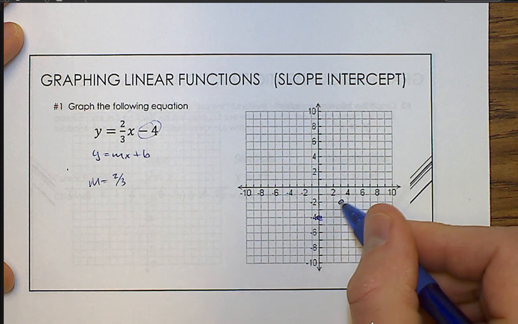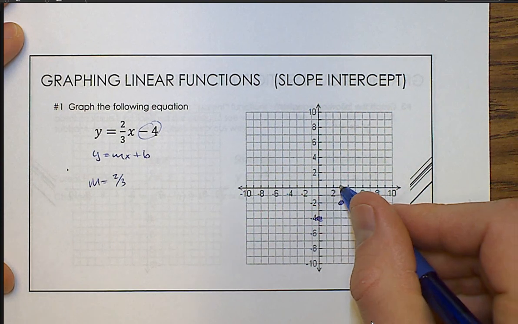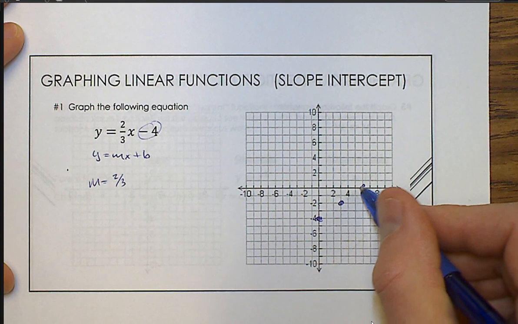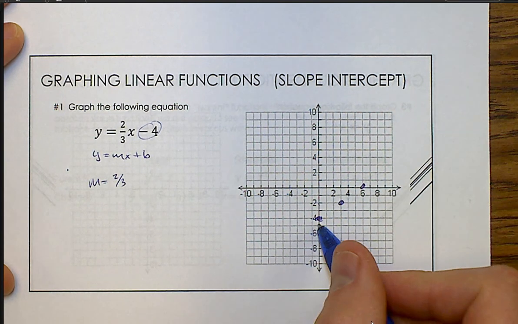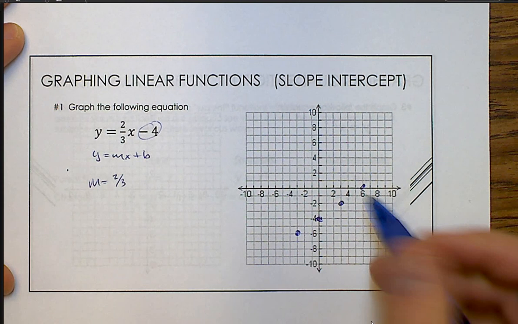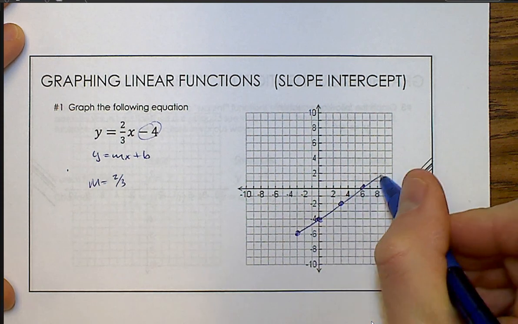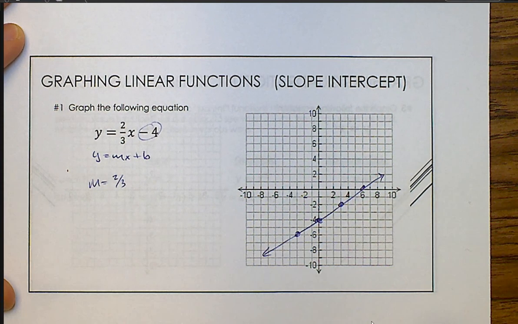And we could continue that, up 2, over 3, over and over again. We can also go down 2 and to the left 3 as well. And we can connect our dots and draw a straight line. Slope is consistent, and that's why you get a nice line, because you just continue to apply the slope over and over again.